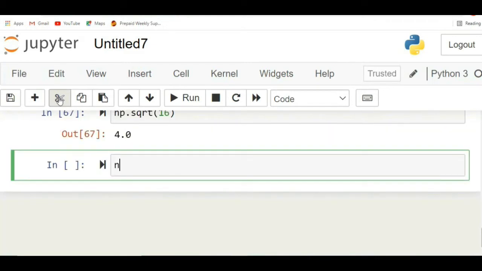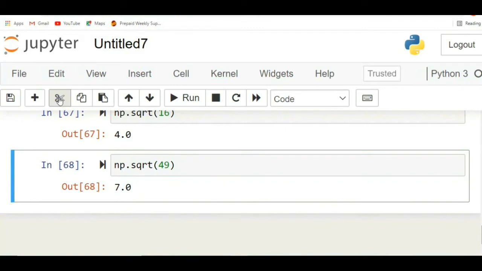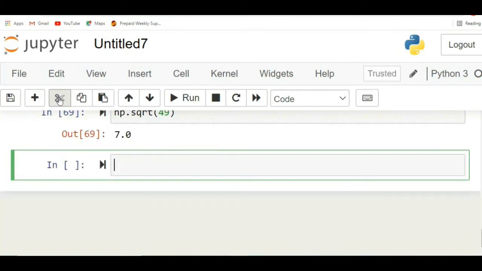Similarly, if I write np dot sqrt, and inside the parenthesis you shall write any number, just like I shall write over here 49. It should be 7. Yes, it is 7. Okay, so this is the way how to find the square root inside the Jupyter notebook in Python 3.